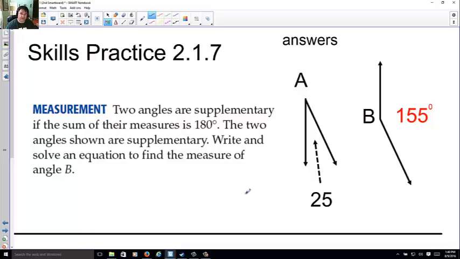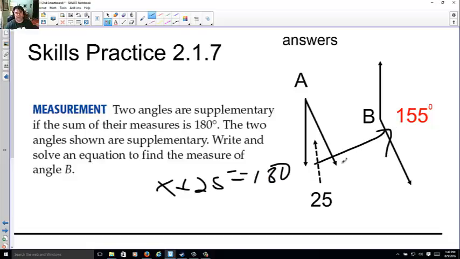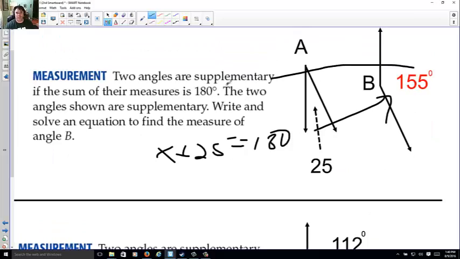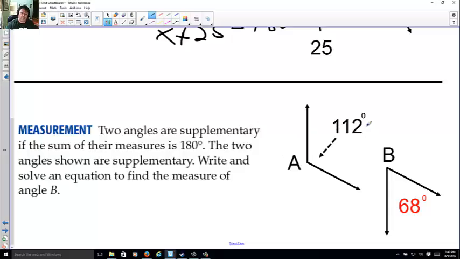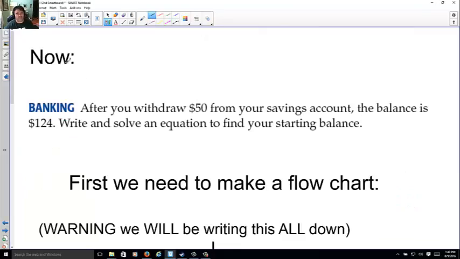Well, if this is 25, x plus 25 equals 180, you're going to subtract 25 to both sides and get 155. How do you know that, by the way? If you drop 155 back in, 155 plus 25 will equal 180. And here, x plus 112 equals 180, minus 112 to both sides, and boom, 68 degrees.